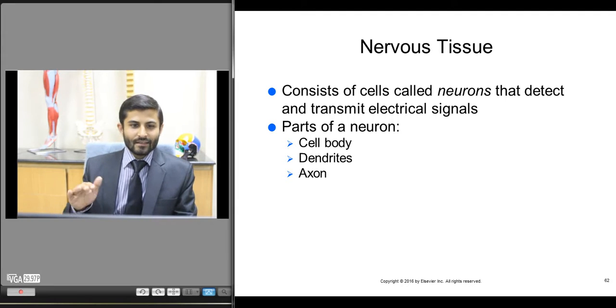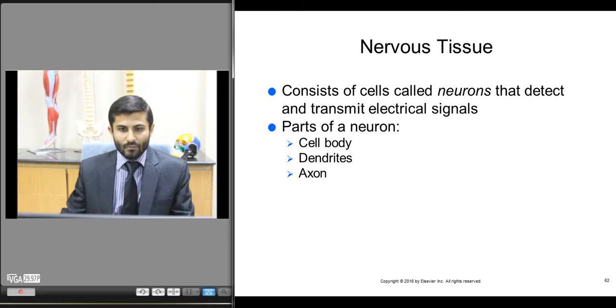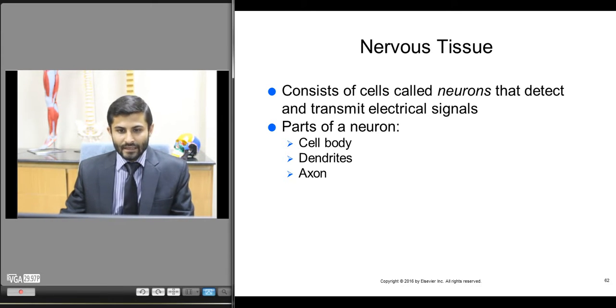One can say that all things are mediated chemically, but yet this type of tissue, the nervous tissue, has electroexcitability or excitability. The parts of the neuron are the cell body, which is also called the soma, and the dendrites and axons.